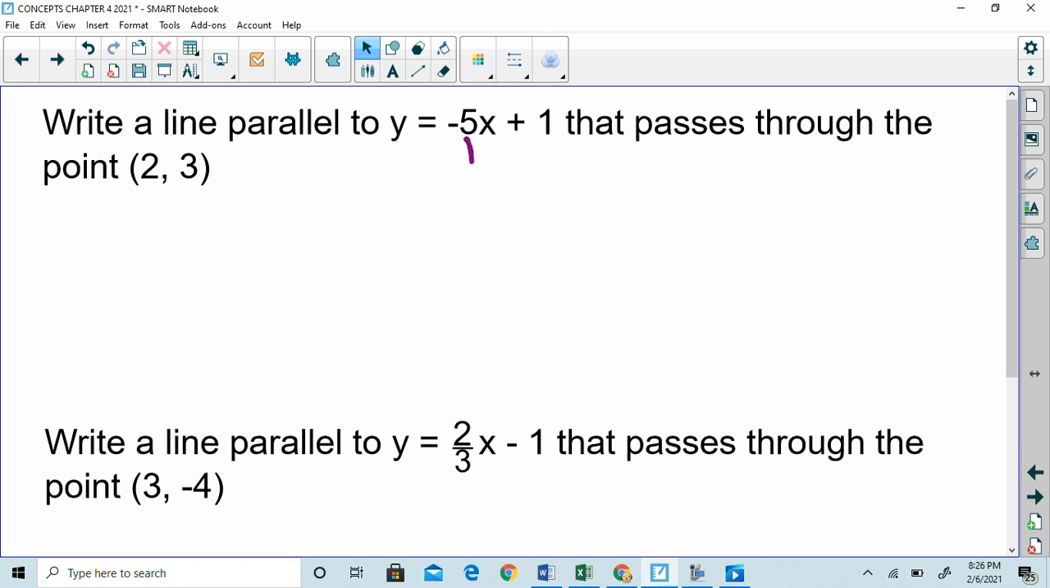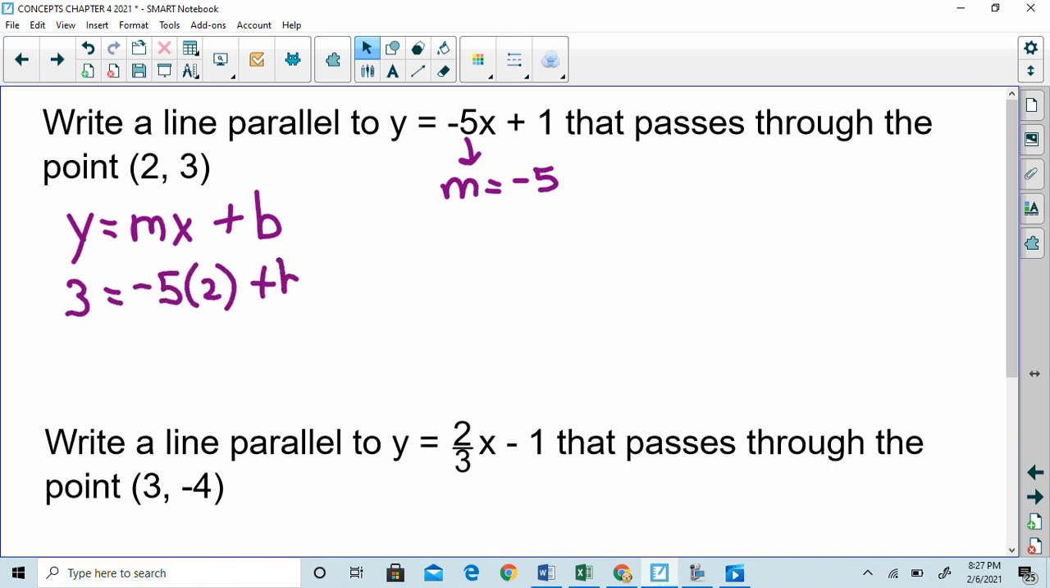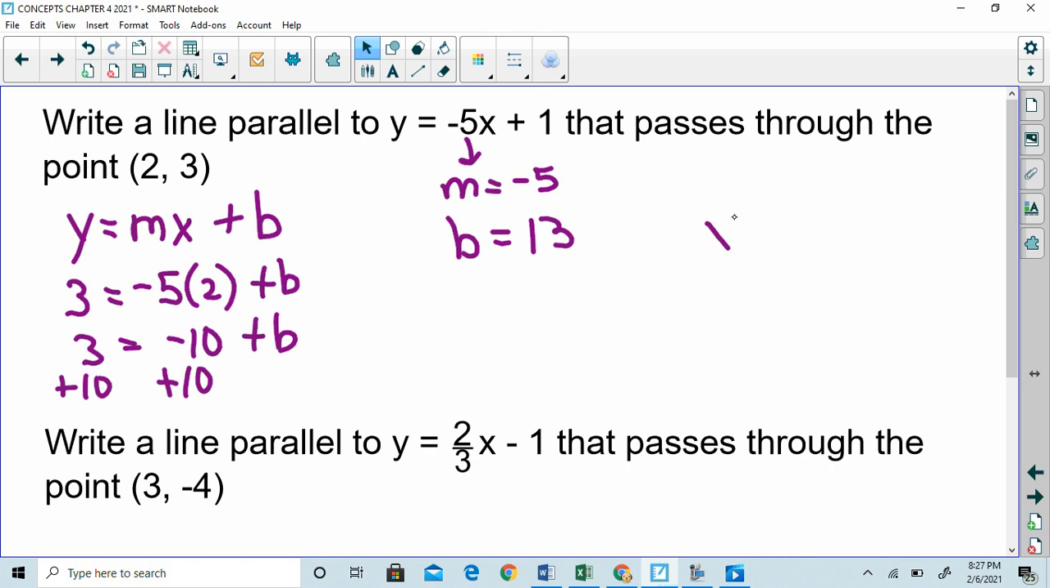We need just the slope, so we need m is equal to negative 5. We can now write it in slope-intercept form, but we need a y-intercept. So now we're back to y is equal to mx plus b. So I have 3 is equal to negative 5 times 2 plus b. 3 is equal to negative 10 plus b. And lastly, we'll add 10 to both sides, and we'll find our y-intercept is 13. So the line that's parallel to this would be y is equal to negative 5x plus 13.